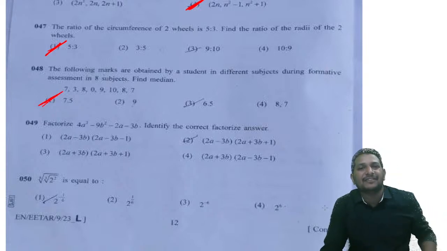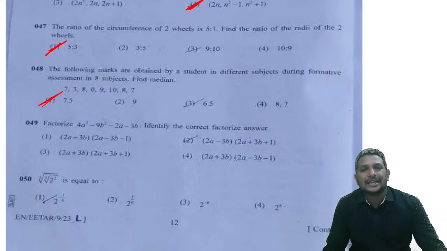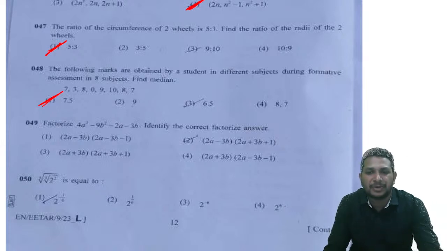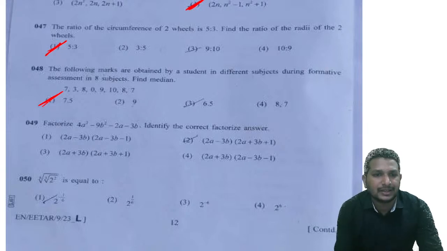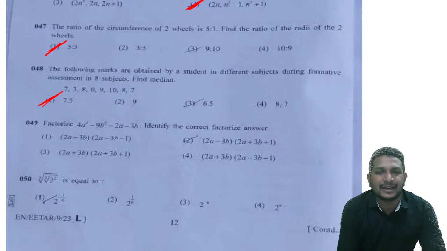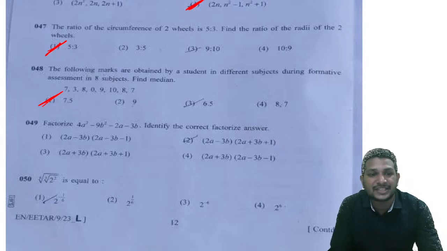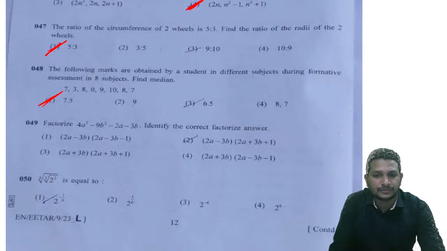Question number 49. Factorize. Okay. They're asking us to factorize the given expression. So over here, if you observe the first two terms, both are having the squares. And we can write 4 as 2 square and 9 as 3 square. So automatically it helps you to do the factorization easily. How? So if you look at this carefully, that is in the form of a square minus b square, no? A square minus b square. So let's write down that question now.